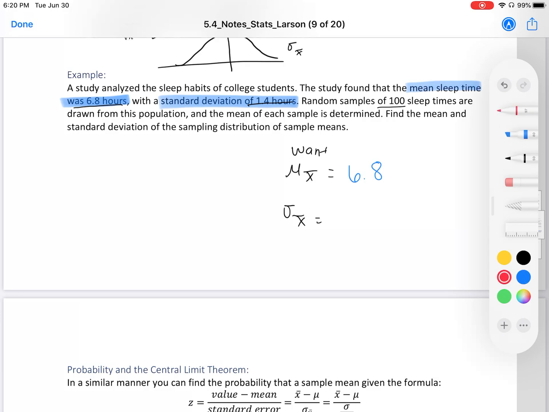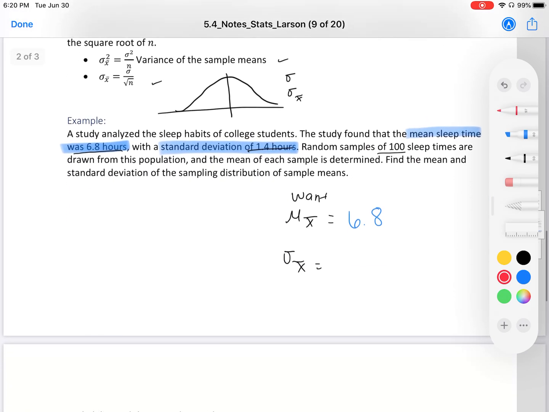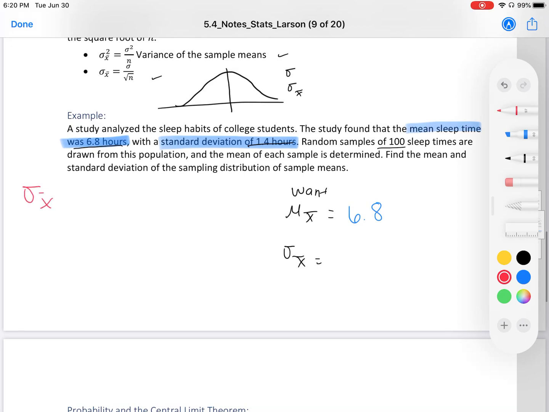We were introduced to a formula, we have it right above, and we're told that the standard deviation of sample means is sigma divided by the square root of n. So we have a sigma of 1.4 hours. And we were also told that we have a sample of 100. So let's use those pieces of information. My standard deviation is 1.4, and I have to divide that by the square root of 100.